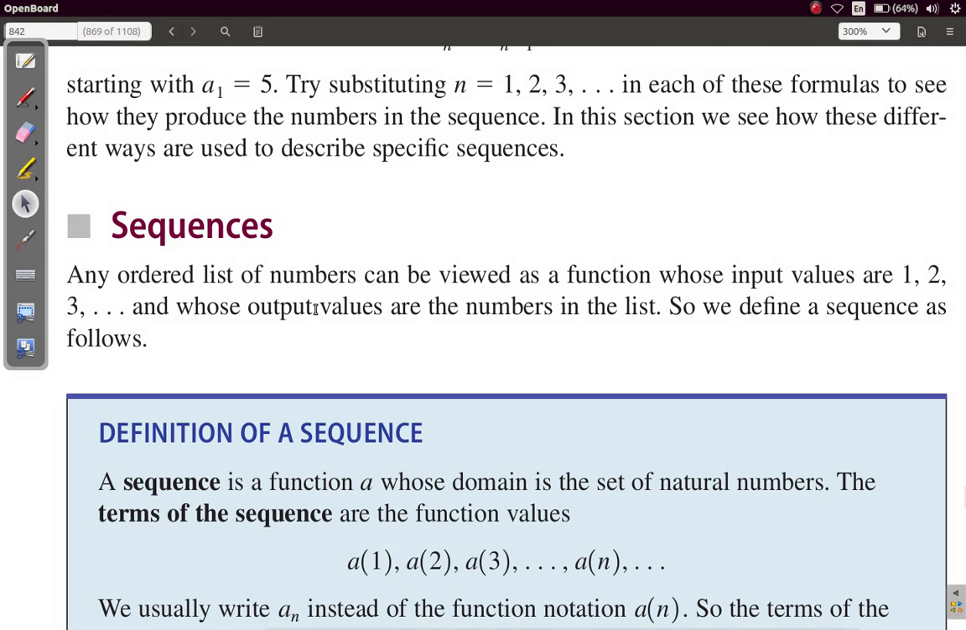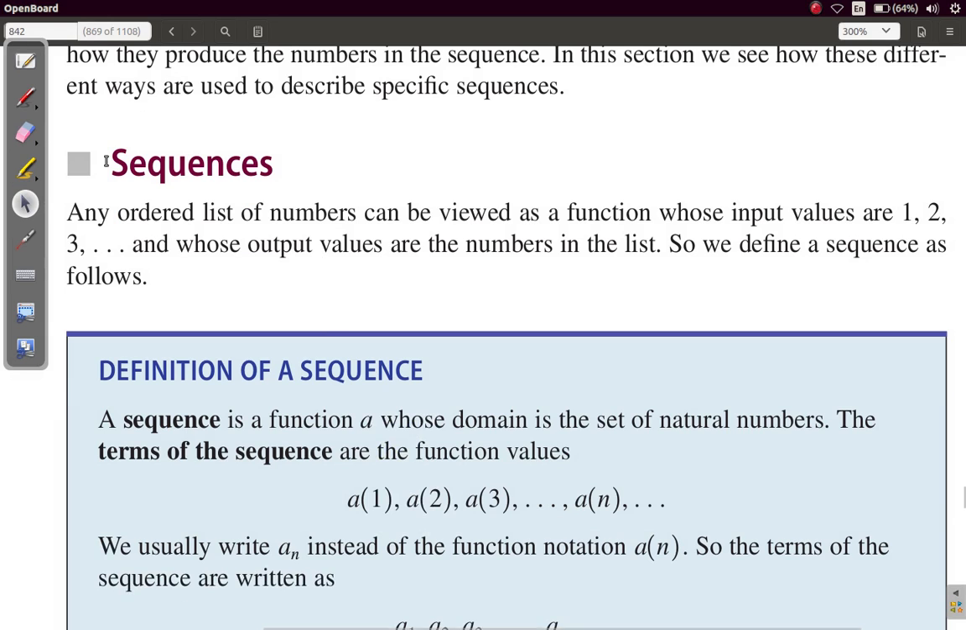Now, a sequence, what is that? Any ordered list of numbers. It must be in order, whether it's going up or going down. Any ordered list of numbers can be viewed as a function whose input values are 1, then 2, then 3, and so on and so forth. The dots mean the list goes on and on. The input values are the numbers in the list. Alright?